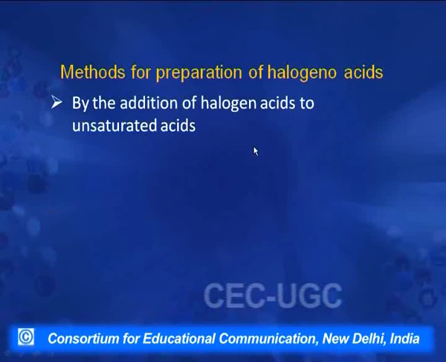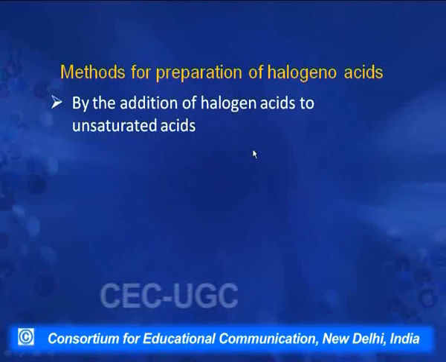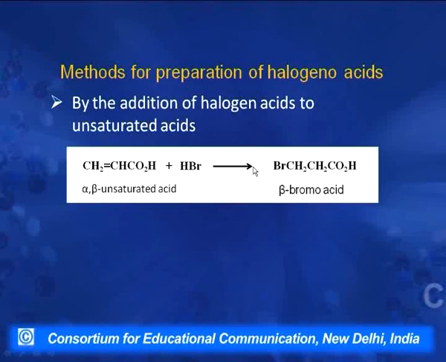Then we can carry out the addition of halogen acids to unsaturated acids, where addition of HX will occur, HCl, HBr, HI can be added, and we can get correspondingly chloro, bromo or iodo substituted carboxylic acid. If we have this alpha beta unsaturated acid and we carry out the addition of HBr, now HBr will add across this pi bond. There is a possibility of formation of two products. The bromine may go to this carbon, that is the alpha carbon, or to the beta carbon.